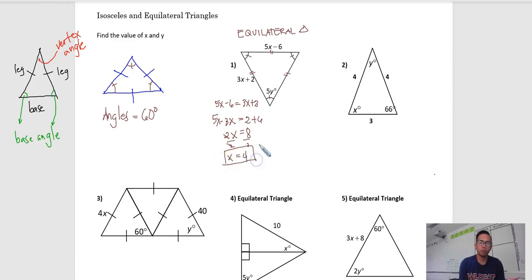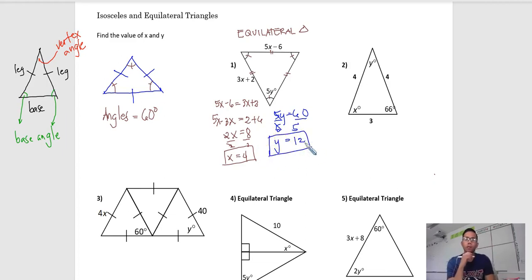Now, that is the value of x, because in the problem we need to find the value of x and y. Now for the y, because it's an equilateral triangle, we said that in an equilateral triangle all the angles are 60 degrees all the time. So we just set up your equation as 5y is equal to 60. Then I'm going to divide both sides by 5. Thus, your y is equal to 12. As easy as that.